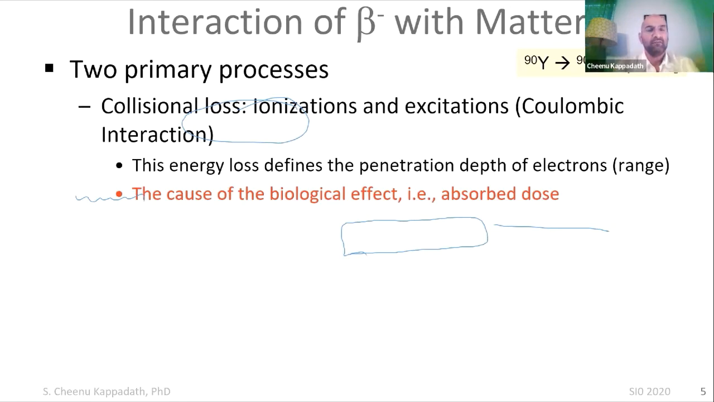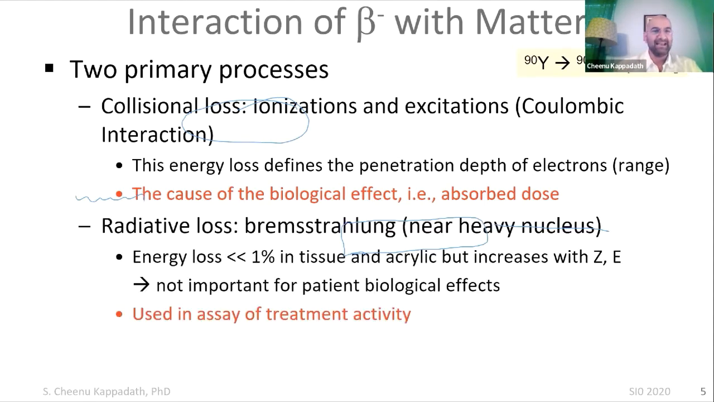So when we think of dose, we really have to think about the processes of interaction. The collision loss of the electrons, or the beta particles, that come out of Y90 is really what is causing the radiation effect or the biological effect of absorbed dose. The electrons also undergo Bremsstrahlung radiation. This doesn't really impact dose as much as it is used to assay the activity of the Y90.